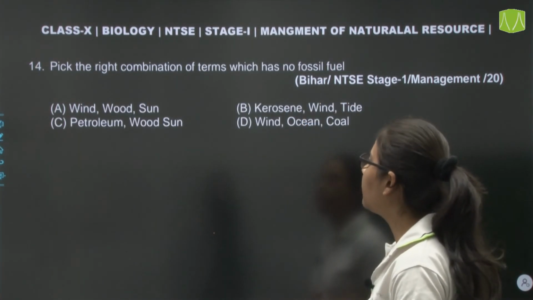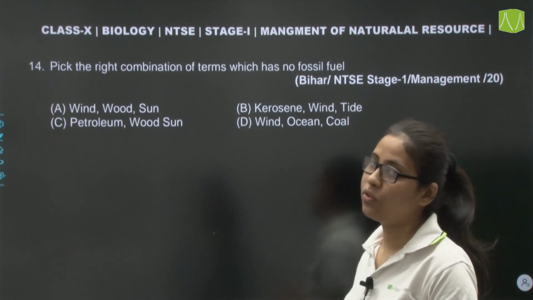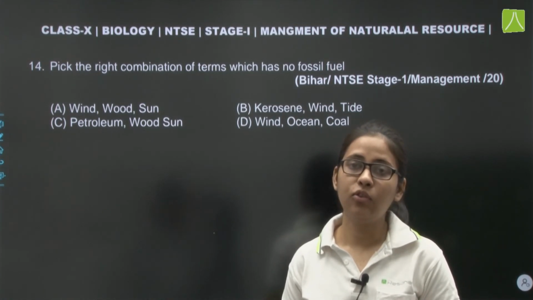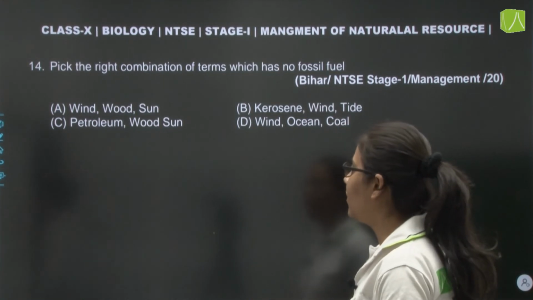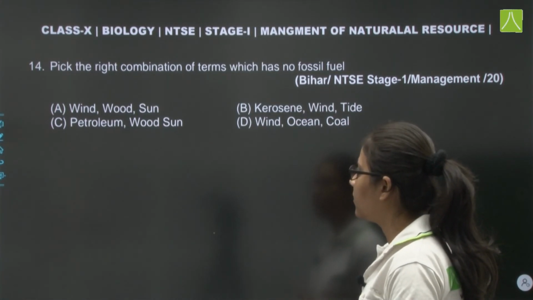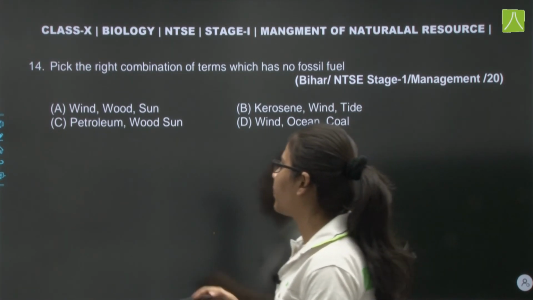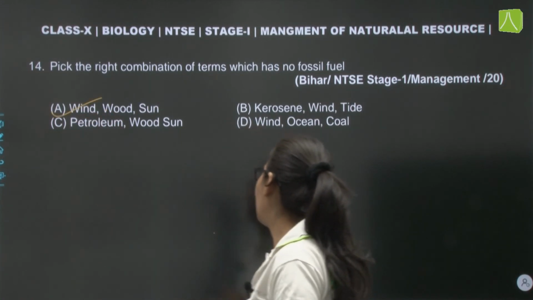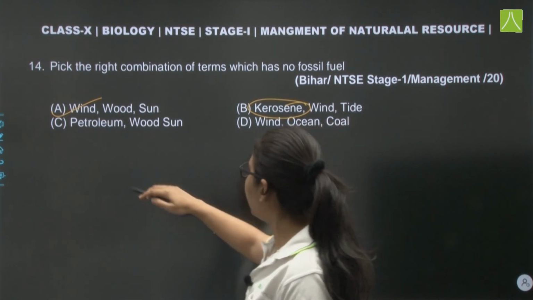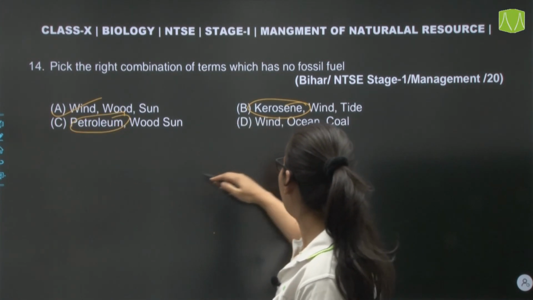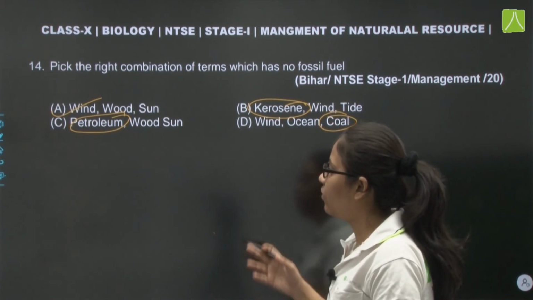So our next question is, pick the right combination of terms which has no fossil fuel. We know what fossil fuel is, it is the remains of dead plants and animals. So we have to find out the option in which no fossil fuel is present. First one is wind, wood and sun. There is no fossil fuel. So this one is the correct answer. Let's check the other options also. Kerosene is one of the fossil fuels. Petroleum is again a type of fossil fuel. Wind, ocean and coal. Coal is again a type of fossil fuel. So the correct answer over here is A.